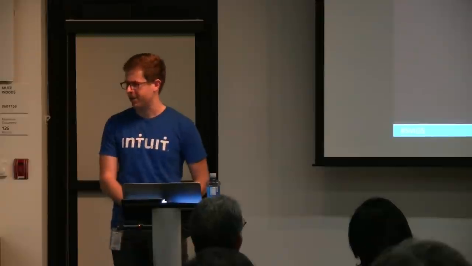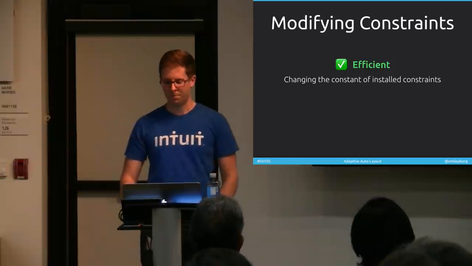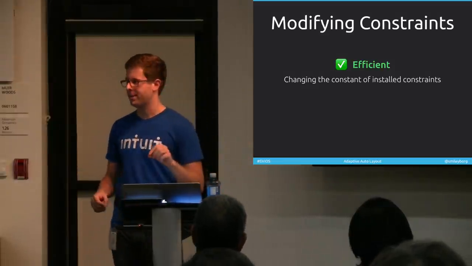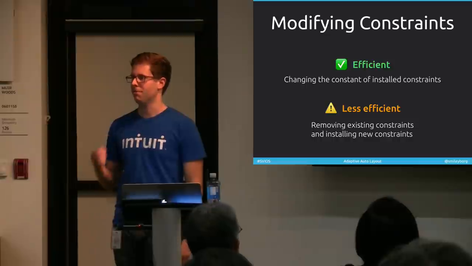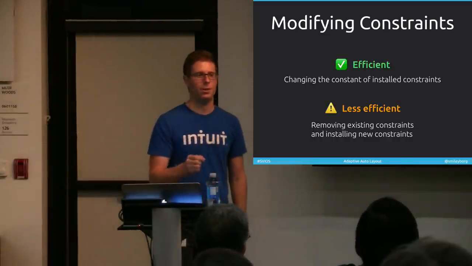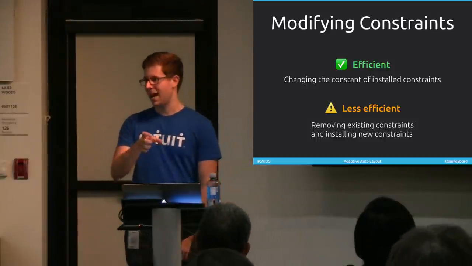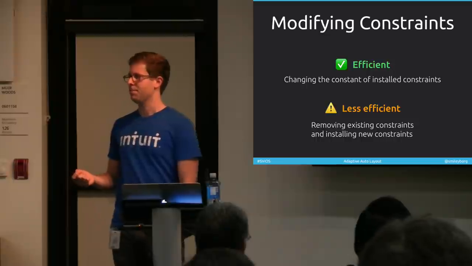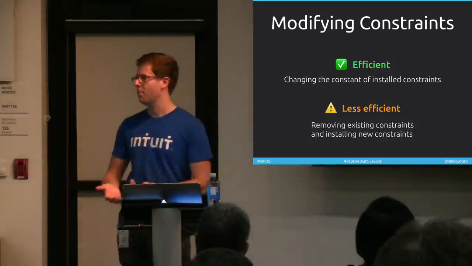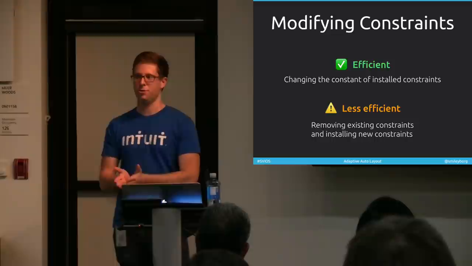So on the note of modifying constraints, because that's somewhat what we're doing now, I'd like to call out that if you change the constant of a constraint, that's really efficient. What we were doing was removing existing constraints and installing new ones. That's less efficient. It's sometimes necessary, so it's not something you need to avoid necessarily. However, if you can get away with keeping an existing constraint installed in the auto layout engine, meaning you don't need to remove or deactivate it, and just modify the constant, you'll find that it's very efficient to make that change, meaning you won't block the main thread or have any performance problems. If you're removing and reinstalling a ton of constraints, you may find performance issues come up.